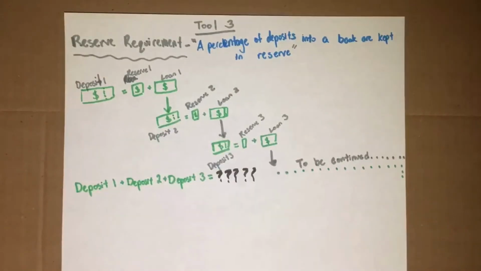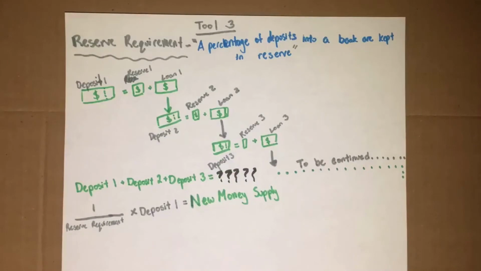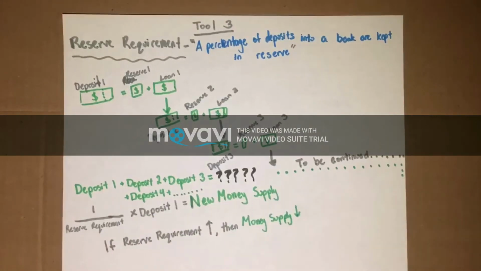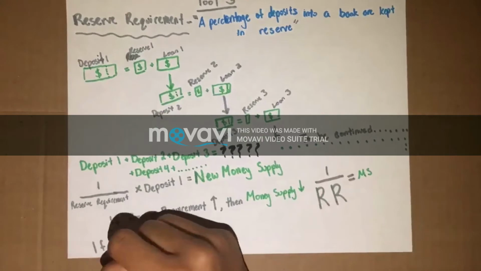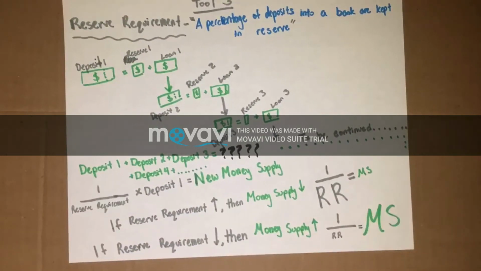The formula to find out how many deposits have been created is the money multiplier: 1 over the reserve requirement times the amount of the initial deposit. An increase in the reserve requirement will decrease the multiplier, and thus the money supply will decrease, and the same is true for the converse.